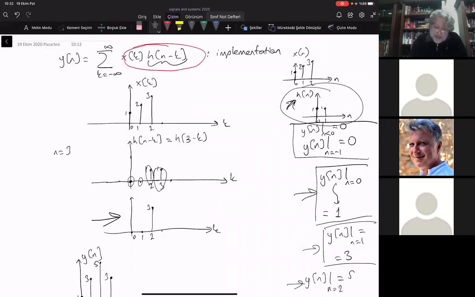We plot the x signal like this. We fold this, and draw it on top of that one and see what kind of an overlap it makes. And then we integrate or we sum up the overlapping regions. That's the methodology that we applied.